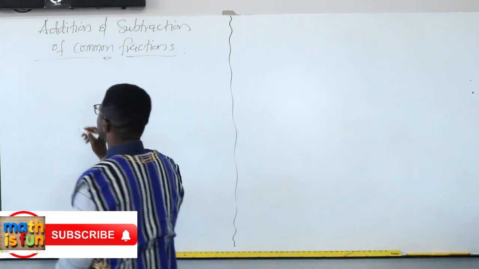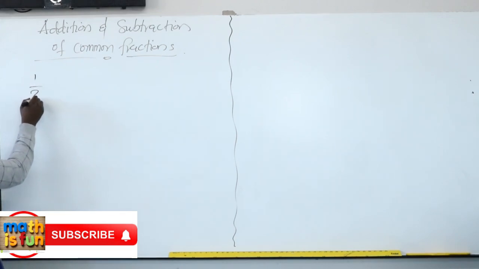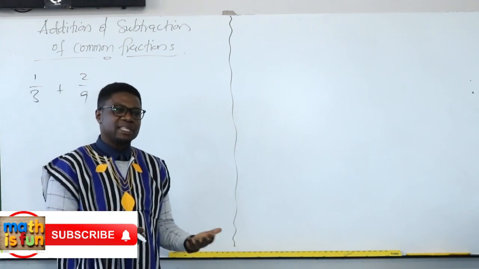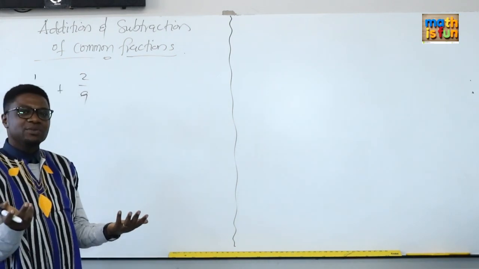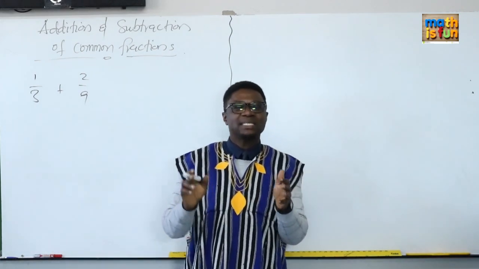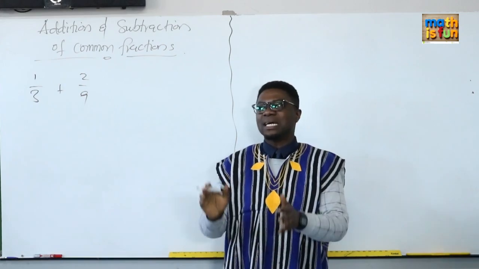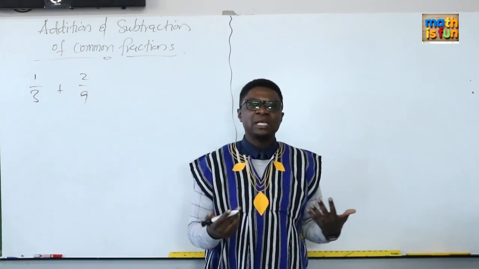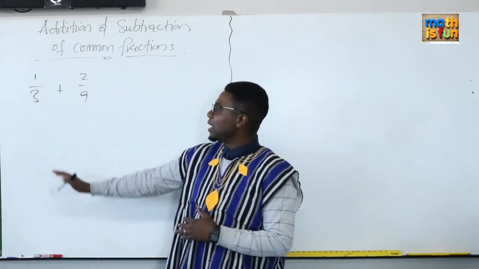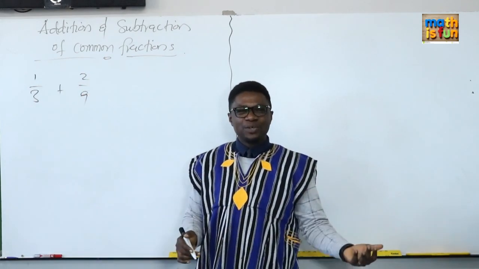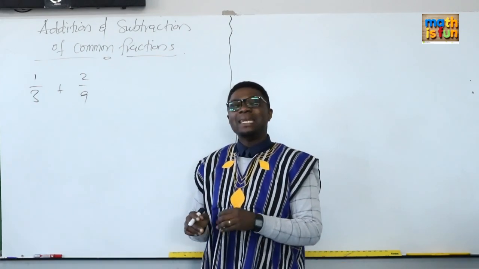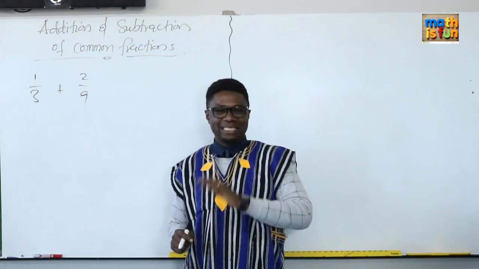So let's start from here and see, having 1 out of 3 being added to 2 out of 9. How do we deal with such problems? Remember that in the first video, I introduced you to a rule: never add or subtract denominators. So that is where we are going to apply it. I cannot say that I am adding my numerators here because I don't have the same denominator. One denominator is quite bigger than the other. So I need to first get a common denominator.